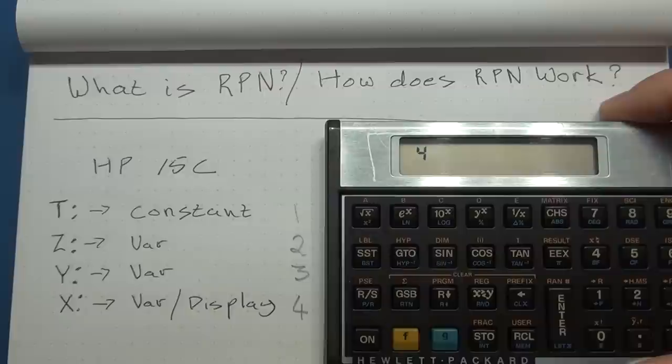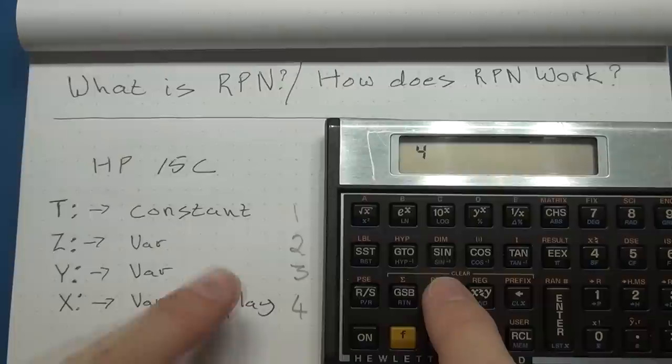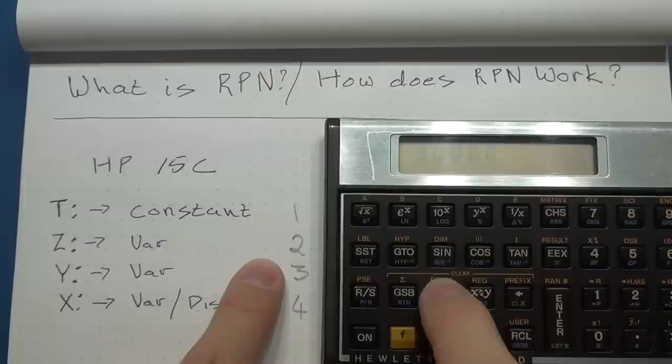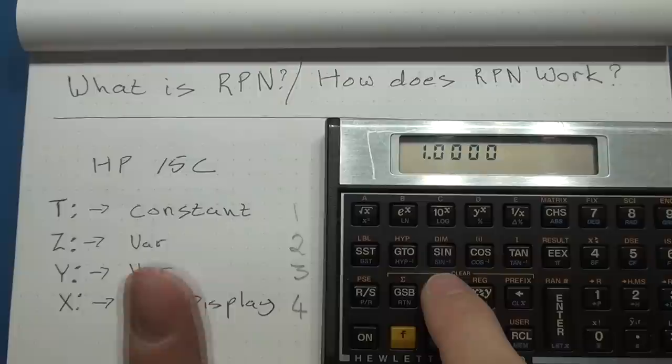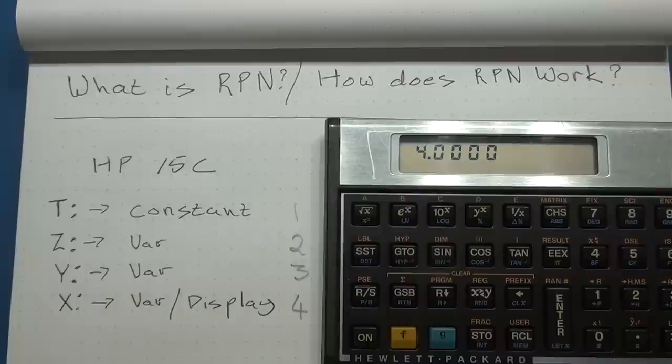So let's just see if that's okay. If I push this roll down button, I'm rolling the stack down, the next number I should see is three. There we go, there's three. If I push it again, we should see two, which we've got. Push it again, I see the one. And what we should expect to see now, if I roll down again, is that we roll round back to where we were. We should see four, which I didn't push enter on. And there we go, we've got four, which is stored in X. So that's literally how the stack works.